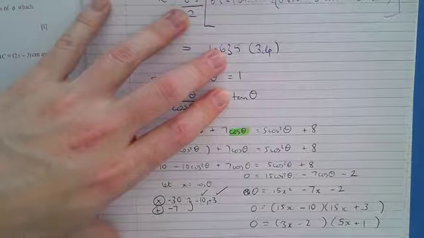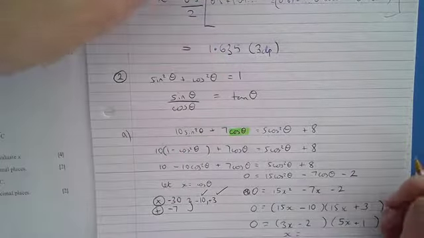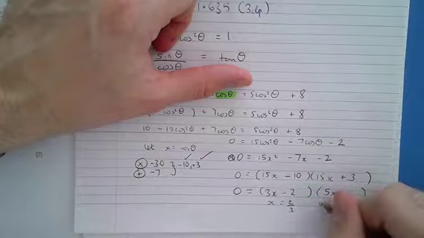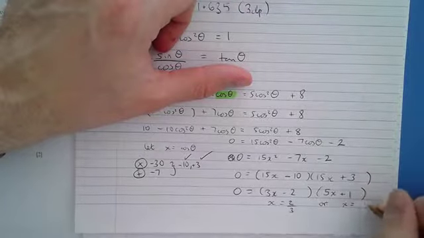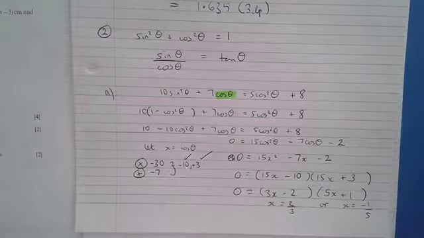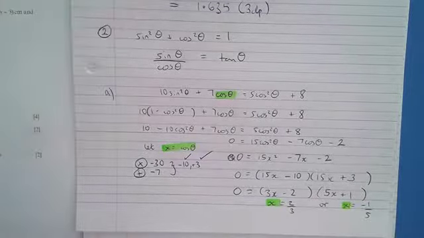Okay? Solve that then. So we get x equals 2/3 or x equals minus 1/5. What was x? So we have to change it back now, okay?